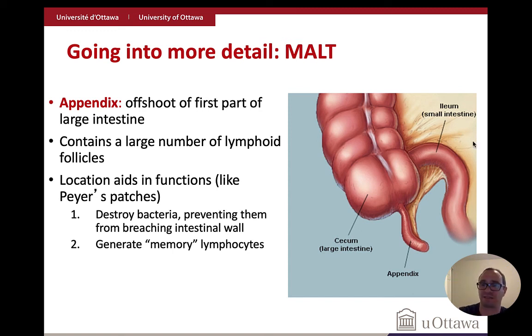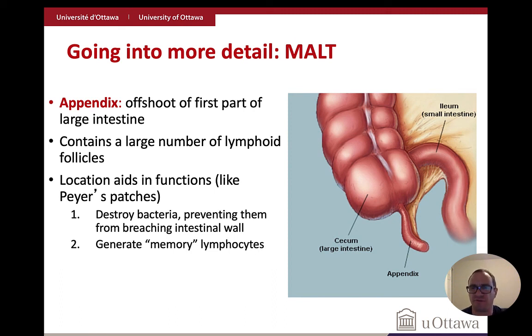So the appendix is going to be right at the beginning of your large colon, or your large intestine, right after you come from the ileum of the small intestine. And again, this is going to be generating memory lymphocytes as well, okay?